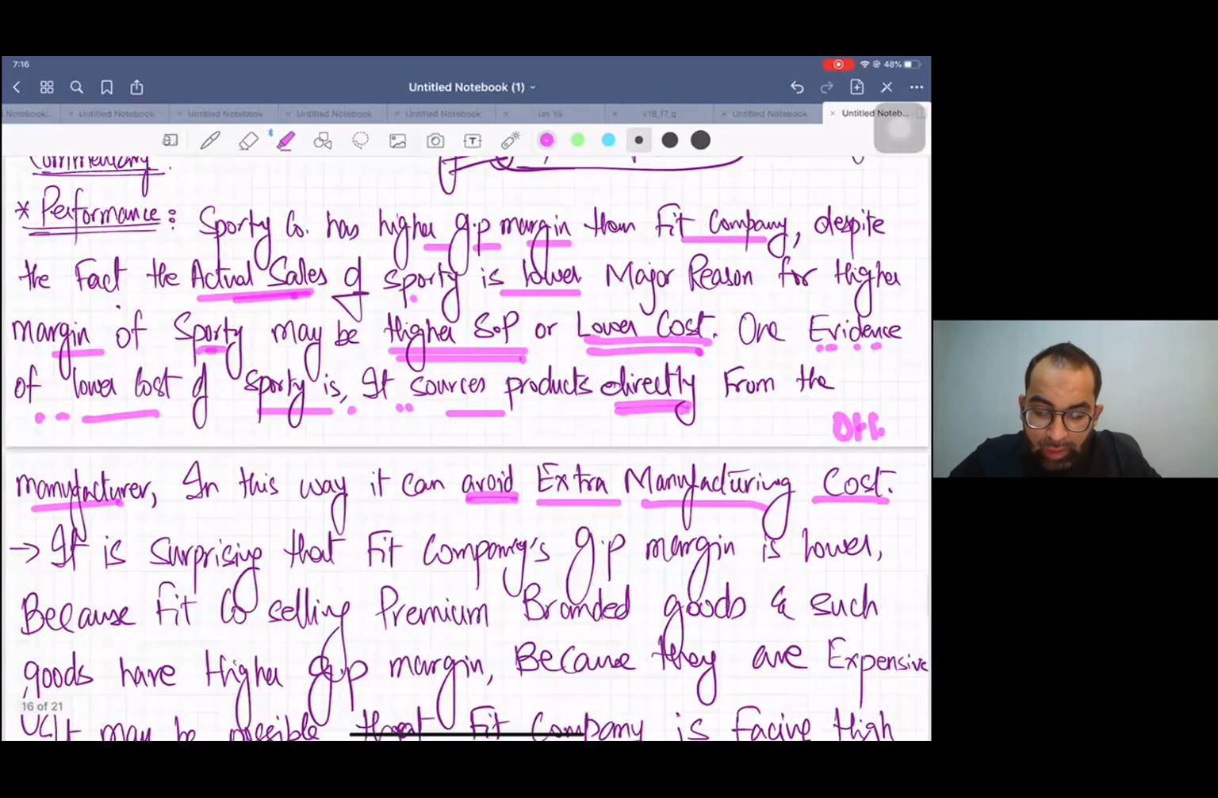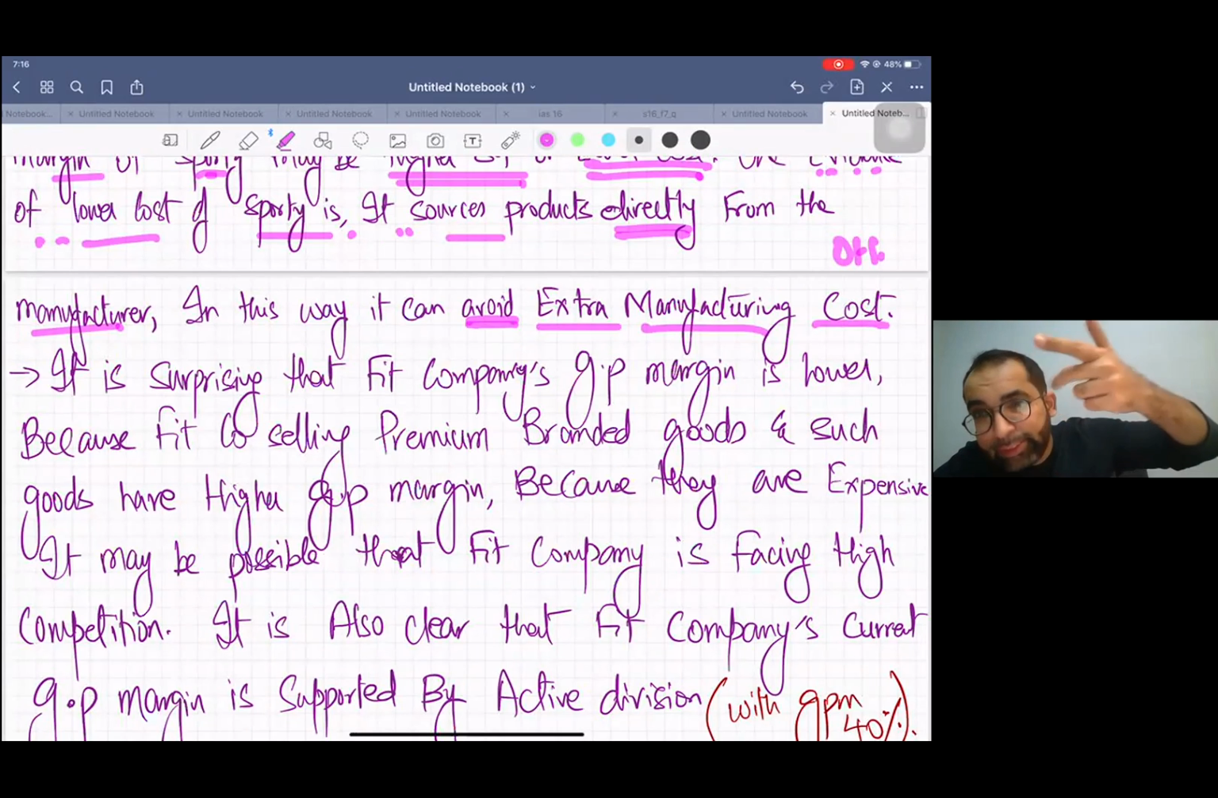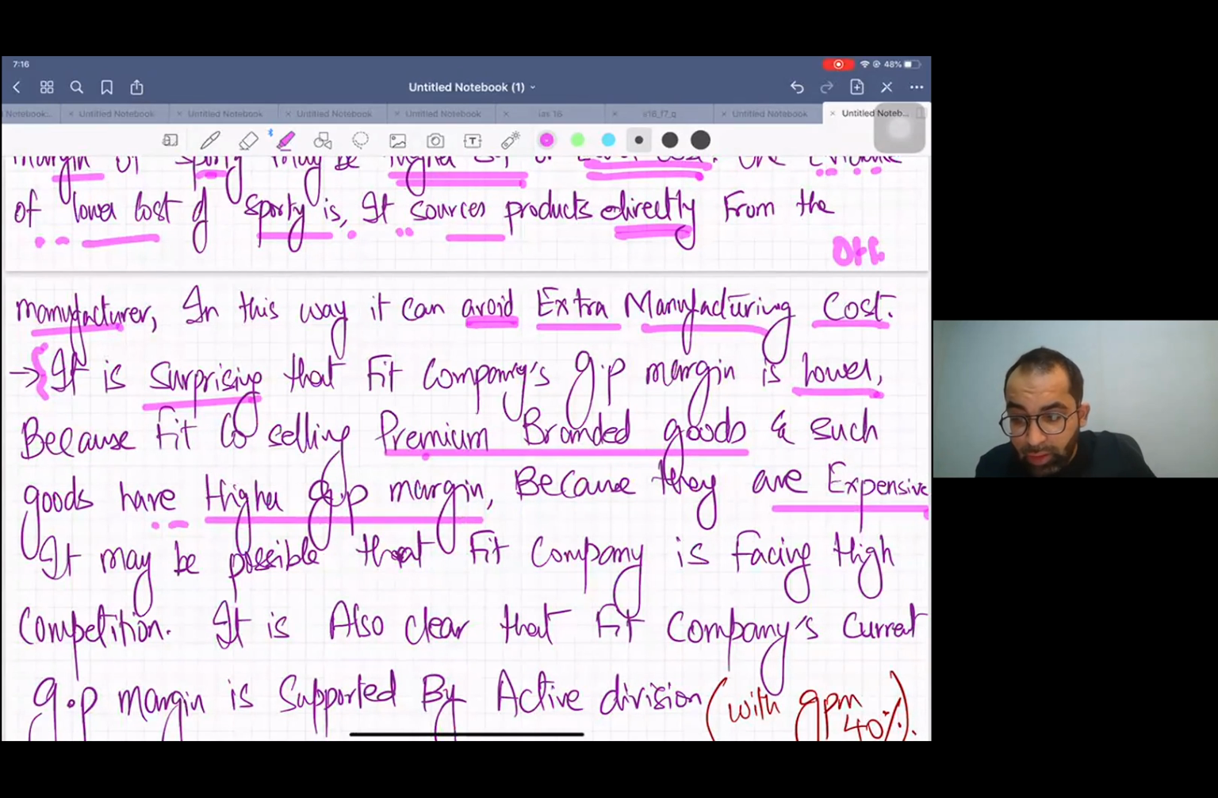Now we read these lines, that fit company is a branded company. So branded companies are normally expensive, so their margins must be higher, but the things are opposite. It is surprising that fit company's GP margin is lower, because fit company is selling premium branded goods, and such goods have higher GP margin because they are expensive. Just listen, don't write a single line, try to give the reasoning. I told you the examiner's report comment. Try to give not only the point, but also elaborate it, so that the examiner marker comes to know that you know the reality of that point.